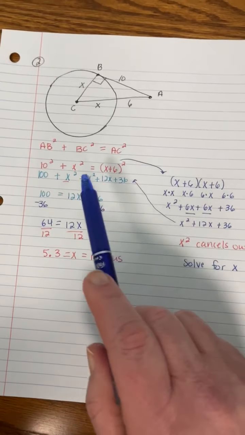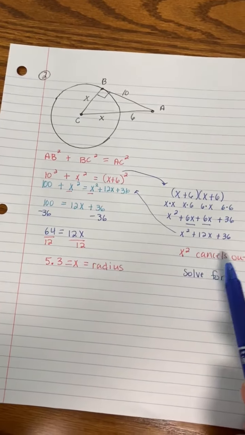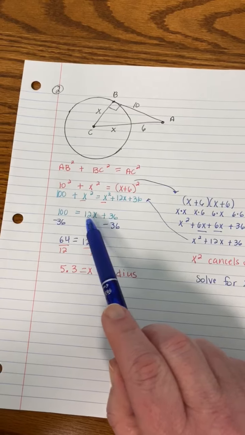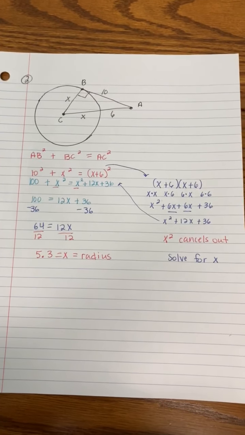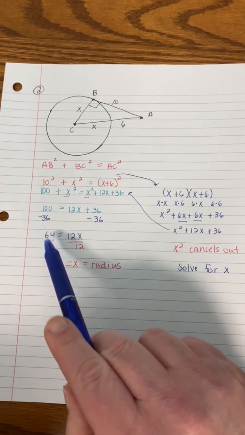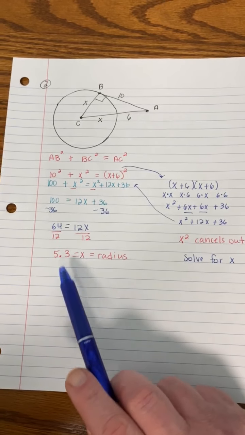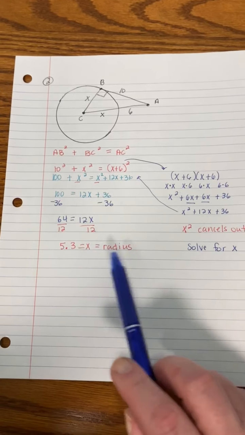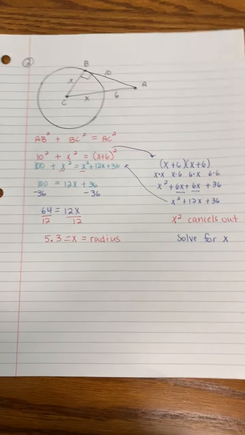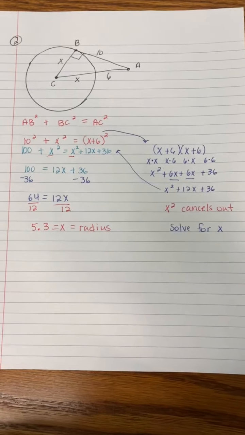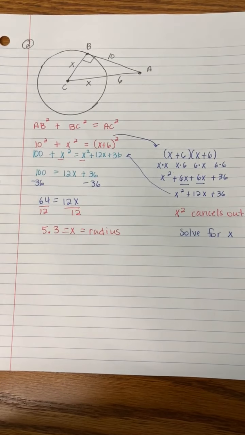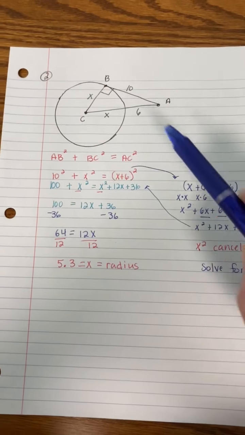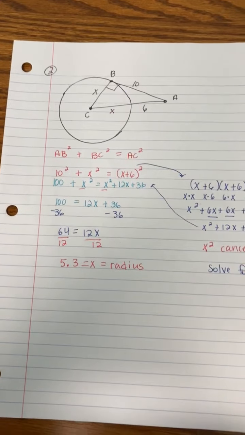Now the same thing's happening on this one. I have x squared on the left and an x squared on the right, so those are going to cancel out. And I'm just left with 100 equals 12x plus 36. So I'm going to subtract 36 from both sides and get 64, and then divide both sides by 12. Now this one does come out to be a decimal. I just rounded it to 5.3. So 5.3 is equal to x, which is my radius. So like I said, you have like 5 or 6 problems, or maybe just 4, I can't remember. One of them is like this. The other 3, you're still using Pythagorean theorem, but you're only finding one of the sides. You're not finding the radius, okay?